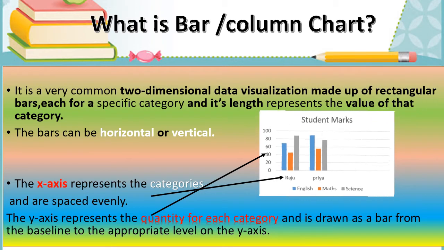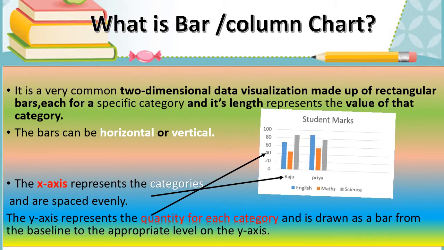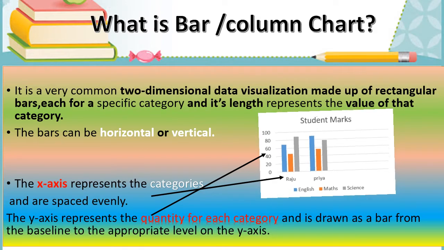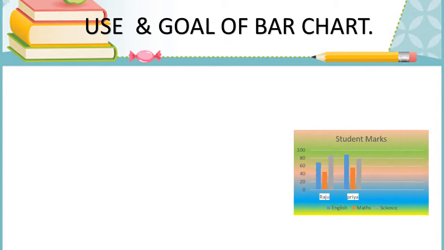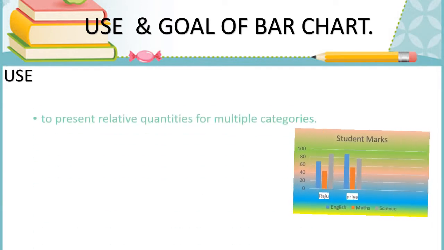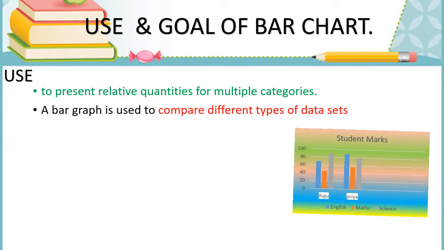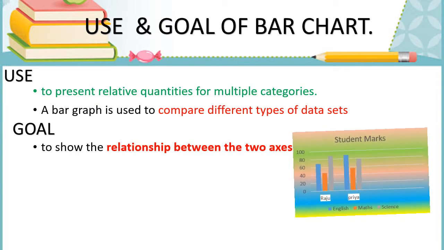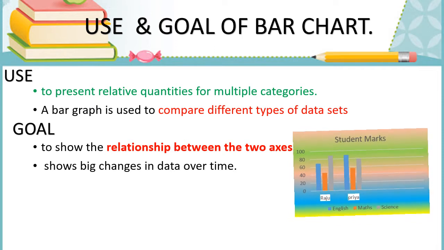Here in this example, marks are represented as the quantity for Raju and Priya. And so what is the use of this bar graph? It is used to compare two different data types, and it represents the quantities for multiple different categories. The main goal of this graph is to show the relationship between the two axes, and it shows the big changes in the data.